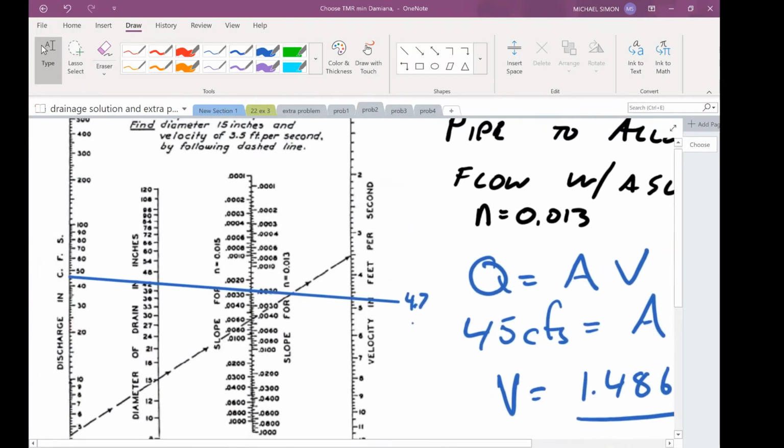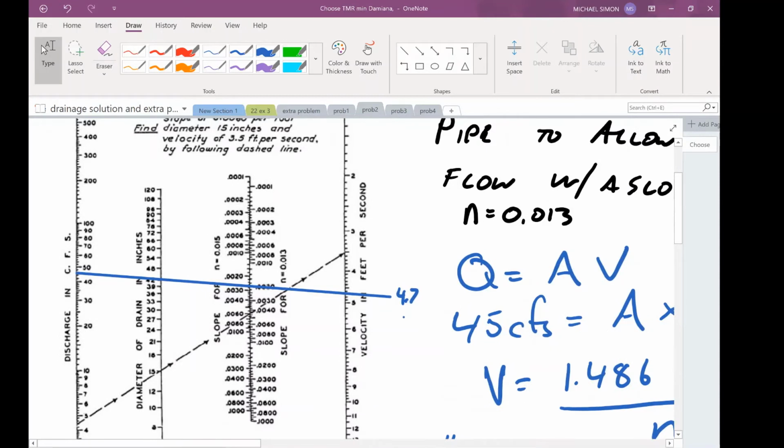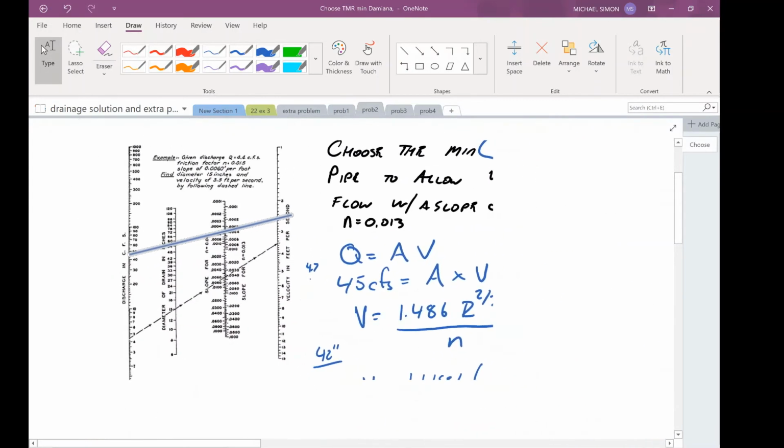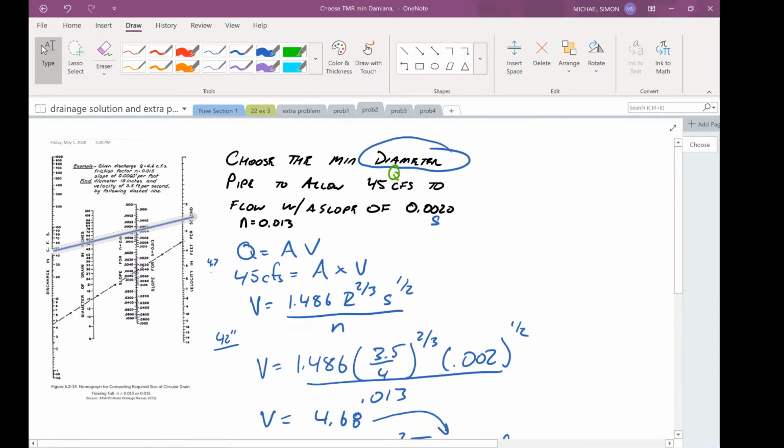Let's just take this one step further. I need to handle 45 CFS. What other diameters work? 48 works, 54 works, 60 works, 66, we're less than 2 feet per second. So 60, 54, and 48, those work. Anything in that range would be acceptable. And you can use that nomograph to get you that range of numbers. That's what's so powerful with this. So please use that to your advantage.